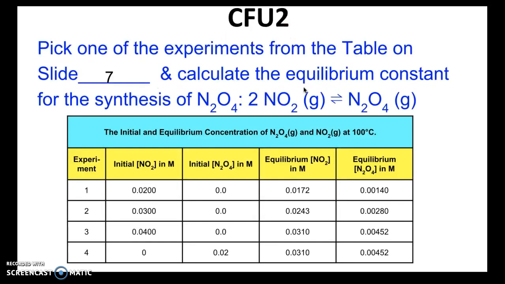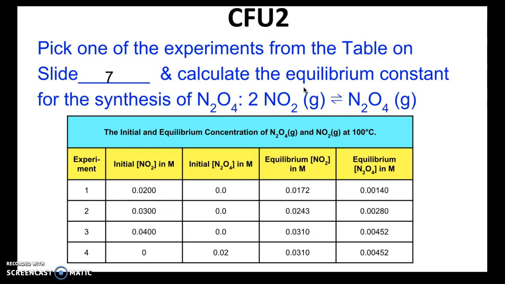Cool. All right, so now let's go into our second CFU. We've learned how to write the equilibrium constant expression. Now let's actually start plugging in some numbers into those expressions to calculate it. And for that, we're going to use that chart, I think that's slide 7 on your handout packet. We went over that slide at the end of part 1.